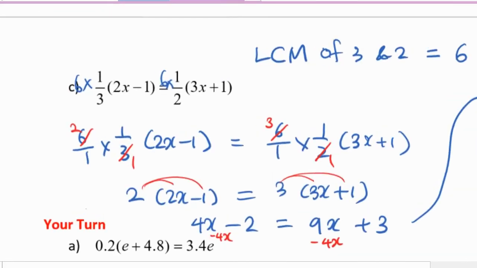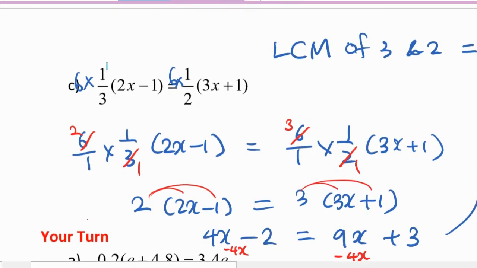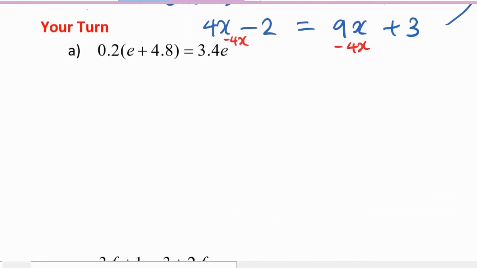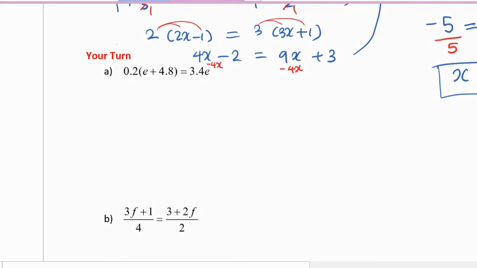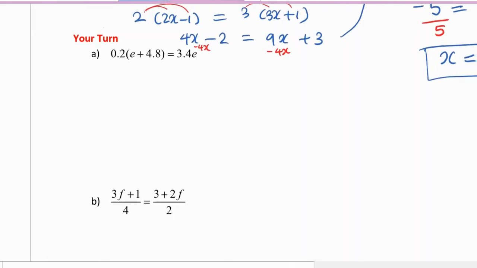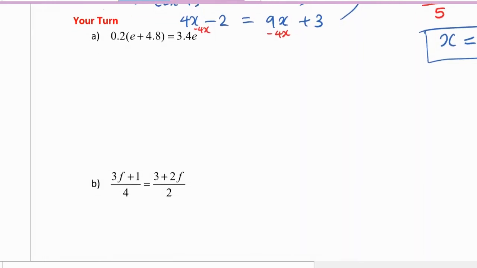So remember, everyone, when you have a fraction in front of the bracket, what you do is multiply by the LCM of the denominators to make it simple. Okay, your turn. I want you to pause the video and try solving those 3 questions, right?